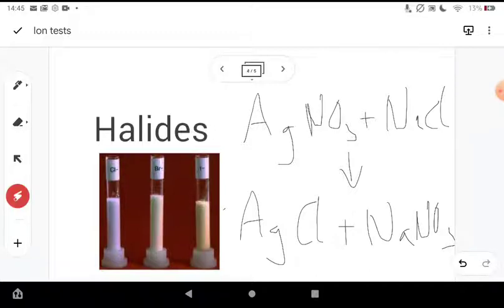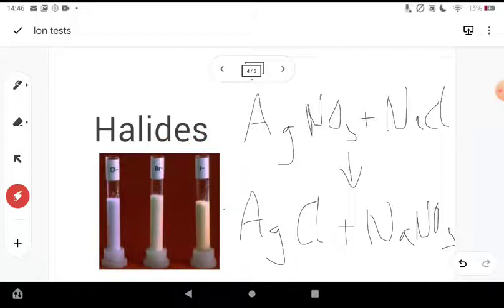Now, if this is sodium bromide, this will be silver bromide. If this is sodium iodide, this will be silver iodide. Now, colour is the bit that gives this away. So chlorides give a white precipitate, bromides give a cream one, and iodides give a yellow one. So that's white for chloride, cream for bromide, yellow for iodide.